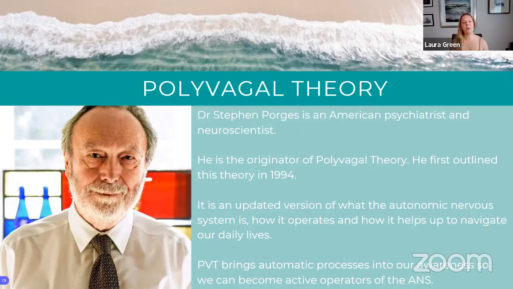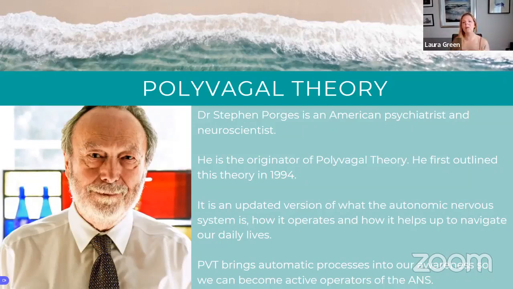So if you don't know anything about polyvagal theory, you have a scientist, neuroscientist and American psychiatrist called Dr. Stephen Porges. Now, he is the originator of polyvagal theory. He first outlined this theory in 1994. It is an updated or alternative look at theory of what the autonomic nervous system is, how it operates, and how it helps us navigate our daily lives.